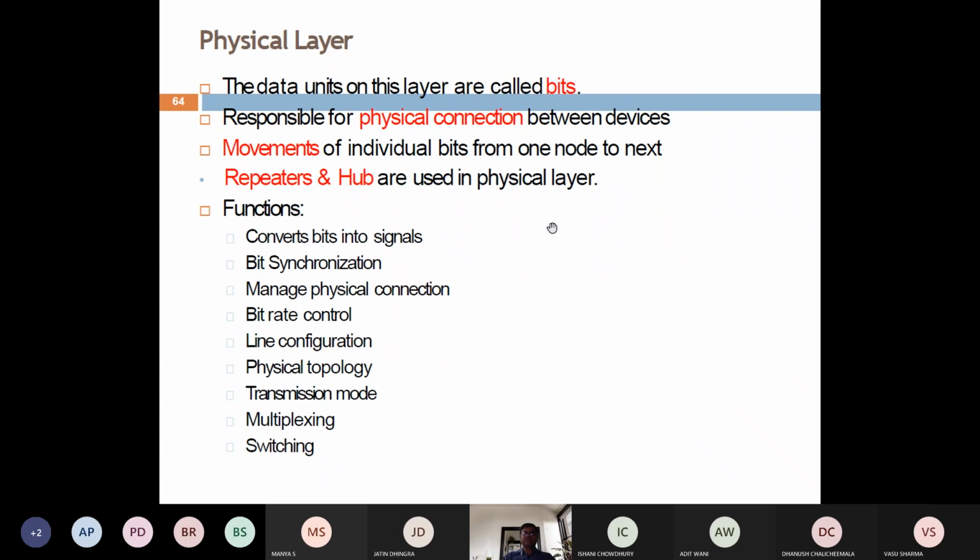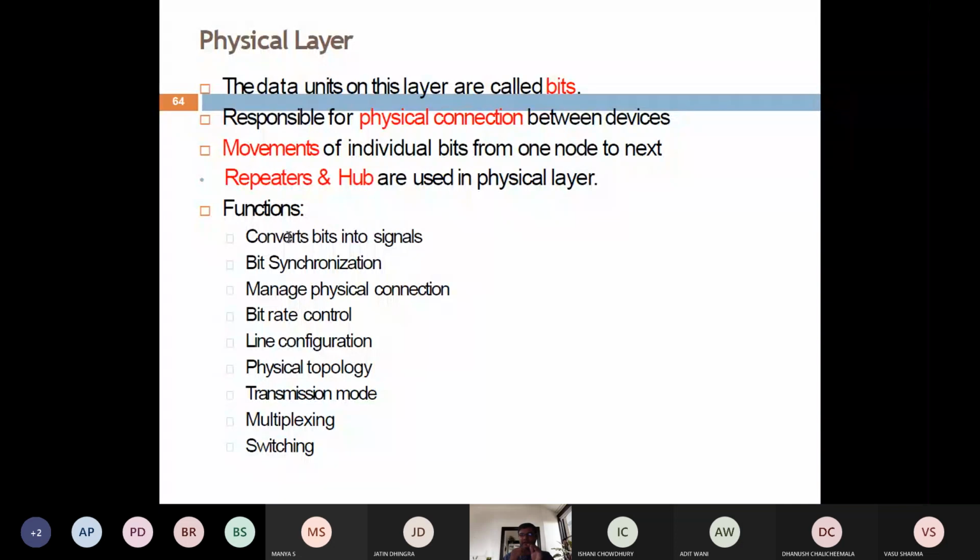Then what are the functions of the physical layer? It converts bits into signals. Whenever data travels from the application layer towards the physical layer, it is in the form of bits. But from the physical layer, when it goes to the outside world through the transmission medium, the data travels in the form of signals.